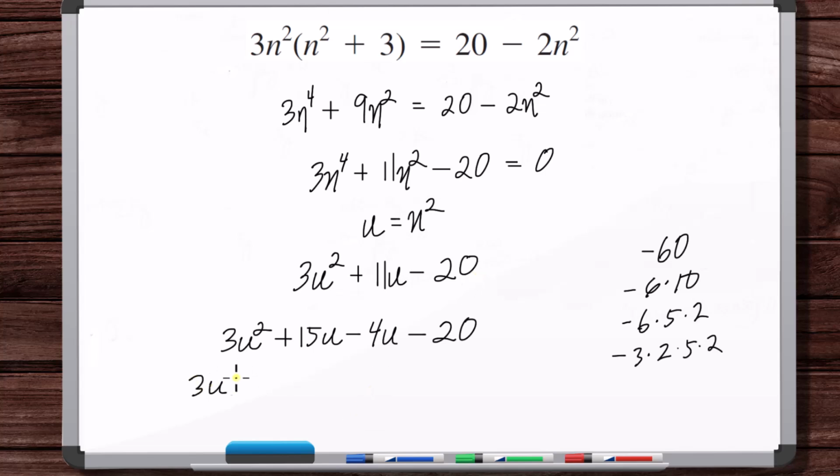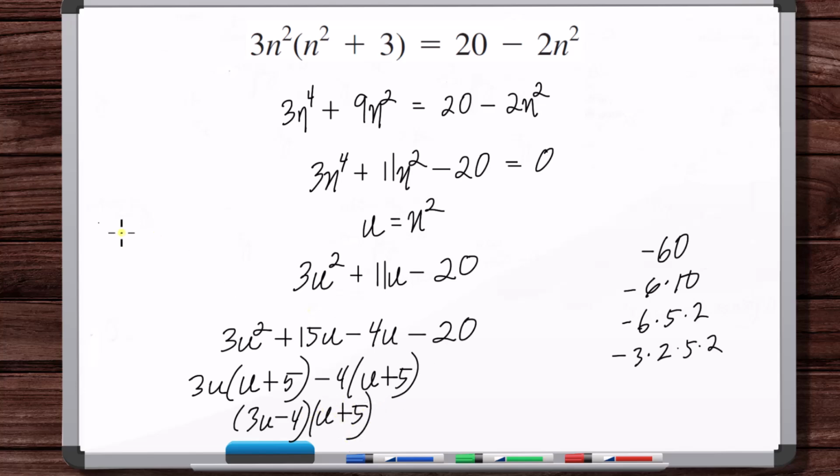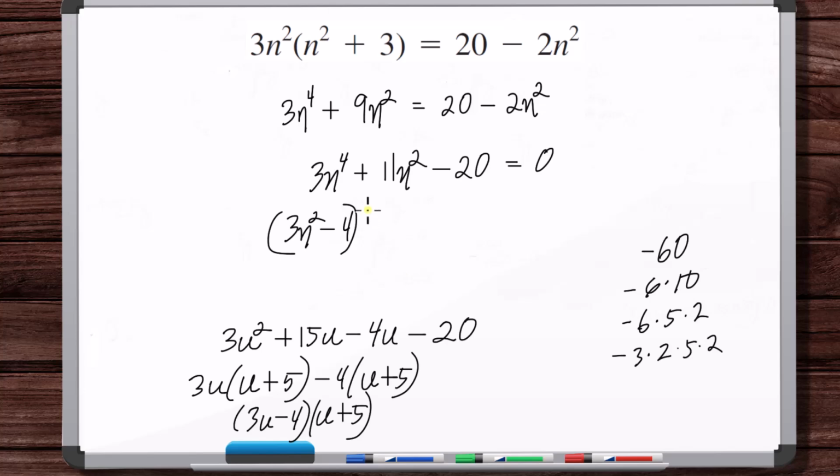So, okay, take out a 3u here. You have u plus 5. Now take out a minus 4. Here you have u plus 5. So there's 3u minus 4 and u plus 5. So since u is equal to n squared, what we've got is 3n squared minus 4 and n squared plus 5.